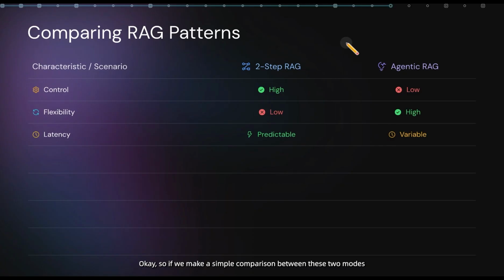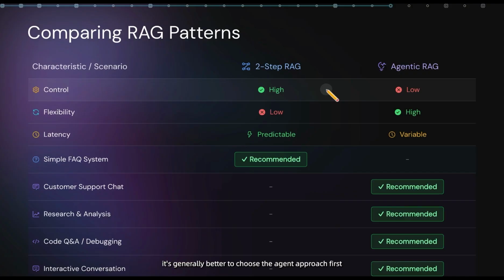Okay, so if we make a simple comparison between these two modes, we can basically see that although each has its own advantages and disadvantages in terms of controllability, flexibility, and latency, in most of our current application scenarios, it's generally better to choose the agent approach first. Overall, it offers higher flexibility and autonomy unless your current model performance is quite poor, or if your scenario is really straightforward. In that case, you can still fall back to using the two-step RAG approach.